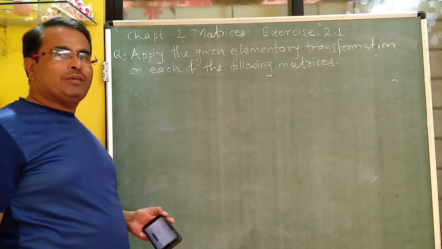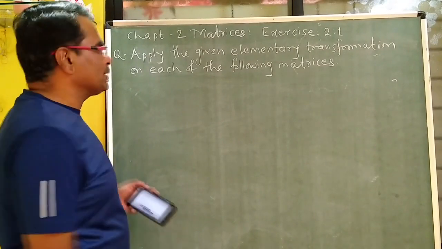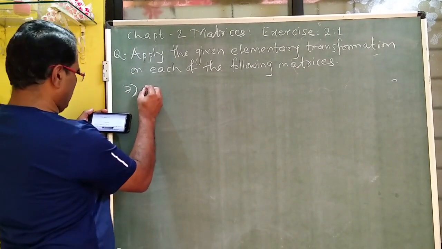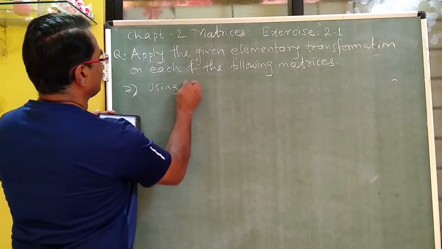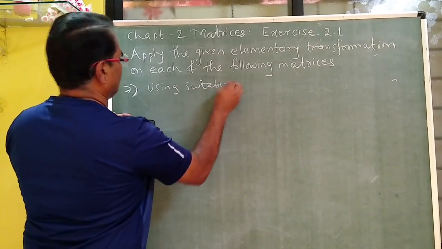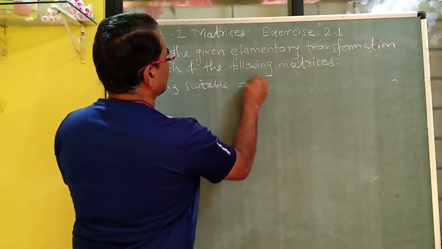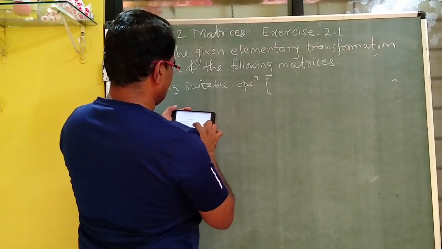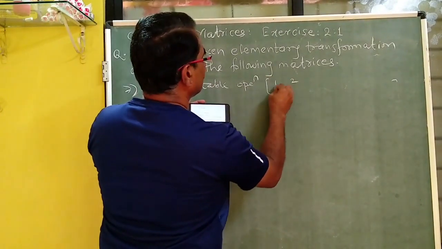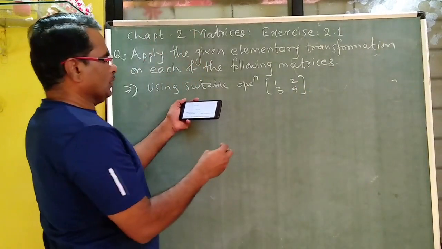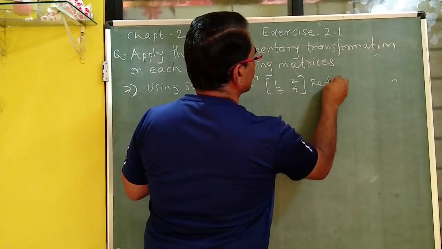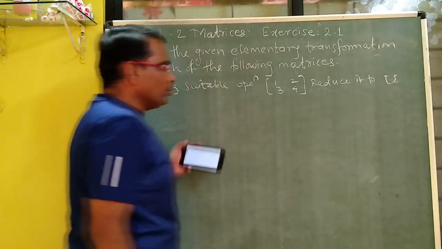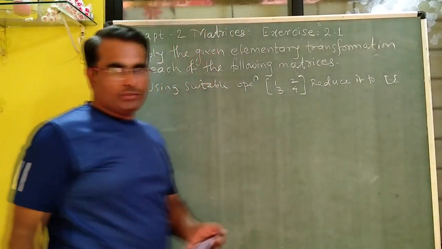Sixth example is similar to the fifth one, and therefore now we are going to consider directly the seventh one. The seventh one is: using suitable operation on the matrix 1, 2, 3, 4, reduce it to U. We know that U means upper triangular matrix.